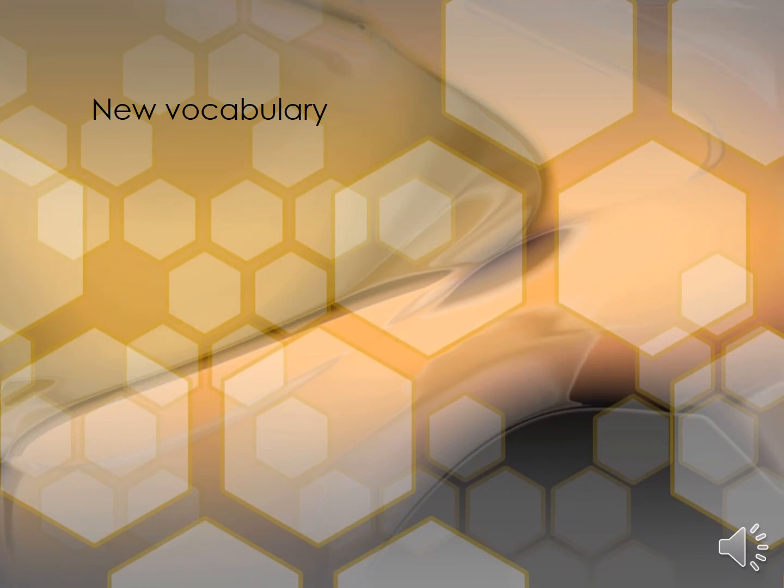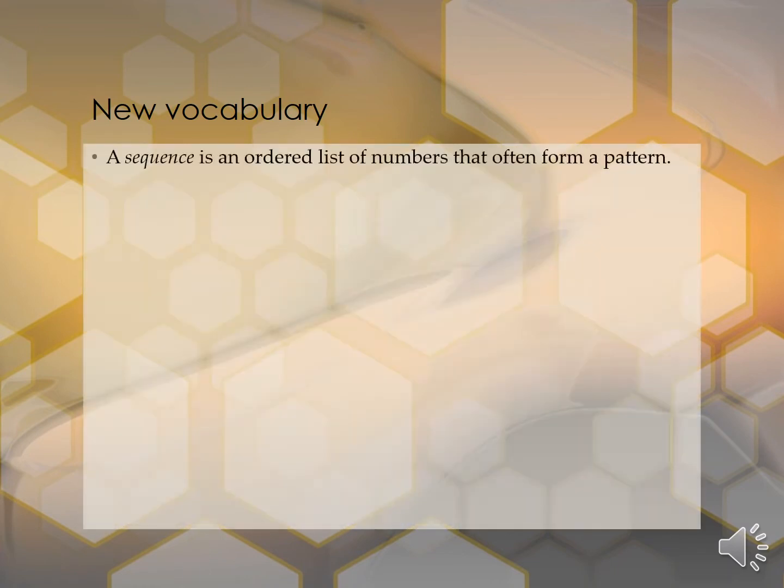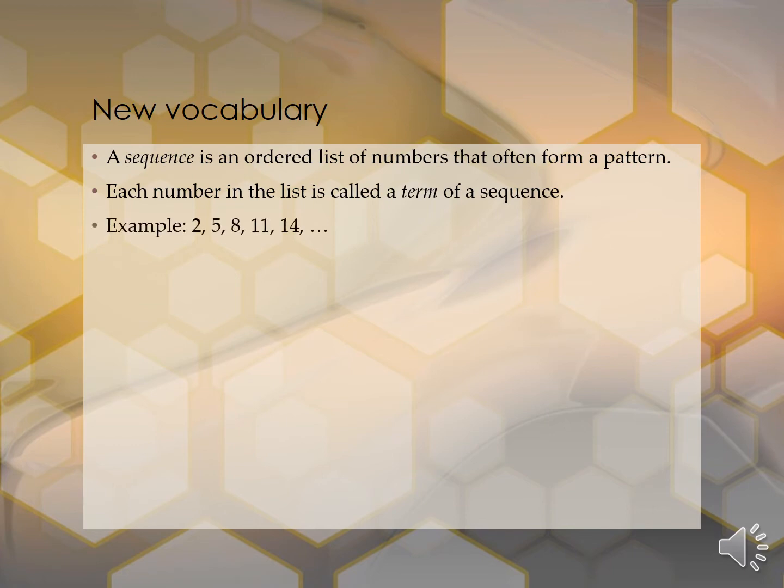Here's some new vocabulary for this lesson. A sequence is an ordered list of numbers that often form a pattern. Each number in a sequence is called a term. For example, if we have 2, 5, 8, 11, 14, and so on, the sequence starts with 2, and we add 3 to get to the next number. That's the pattern that's being formed.